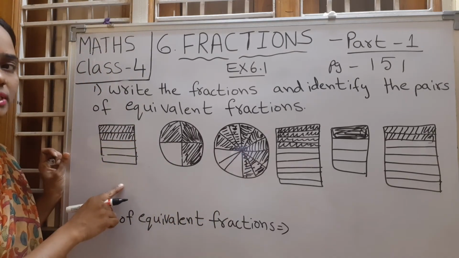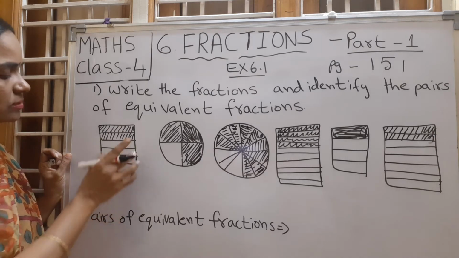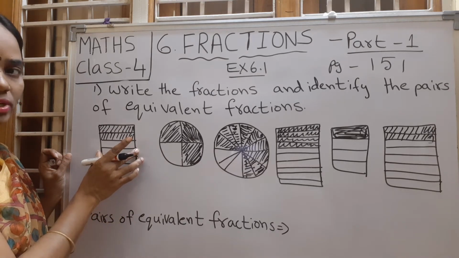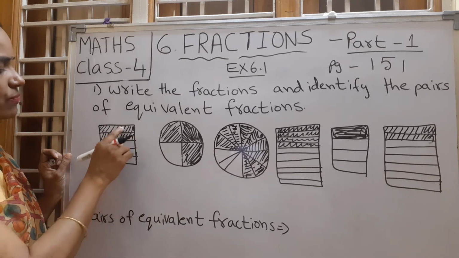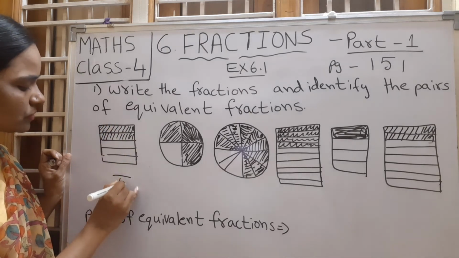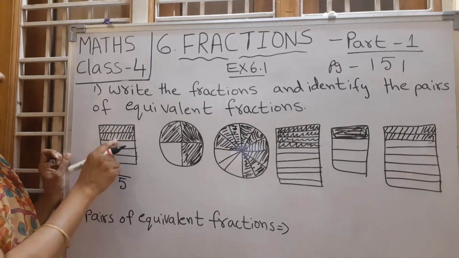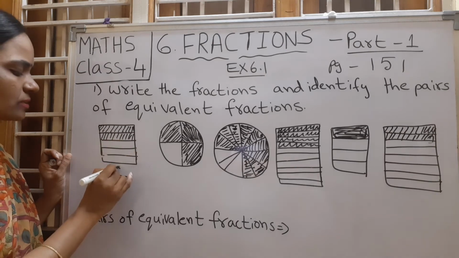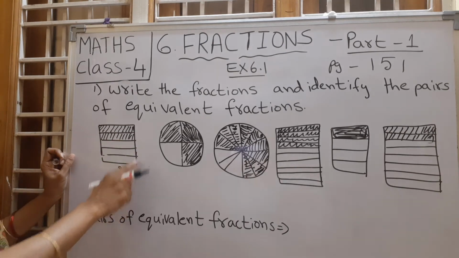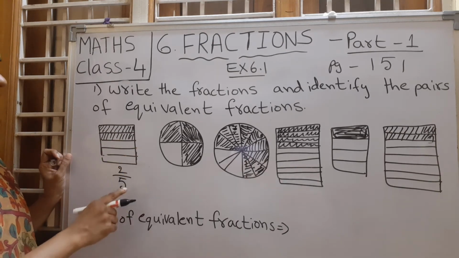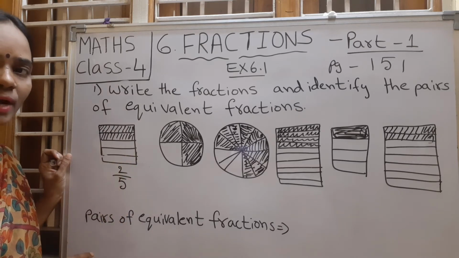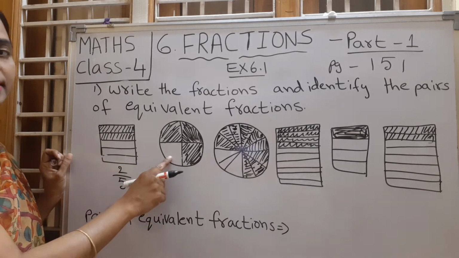So total how many parts are there? The whole is divided into 1, 2, 3, 4, 5, total 5 equal parts. Out of 5 only how many are colored? 2 are colored. So what is the fraction? 2 by 5. What is the fraction for the given shape? 2 by 5.